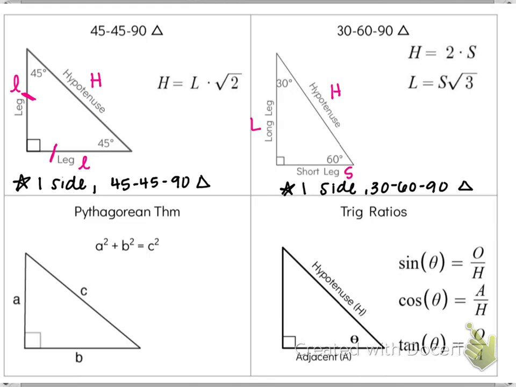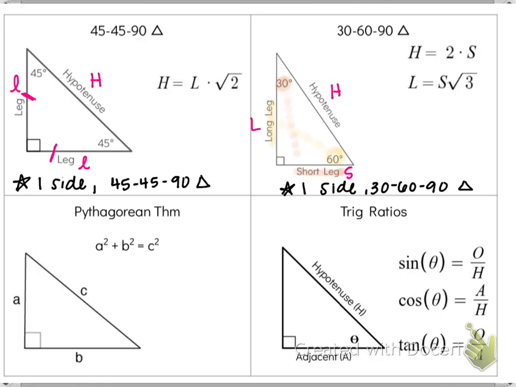Now, to find the long leg or the short leg, you're just going to look at the angle. If you see a 60 degree, go straight across. That right there will be your long leg. Okay, if you see a 30 degree, go straight across. That right there is going to be your short leg. Okay, so you can label your S and your L by looking at the angles, and that's what's going to help you label those.